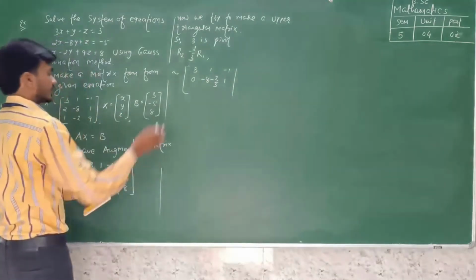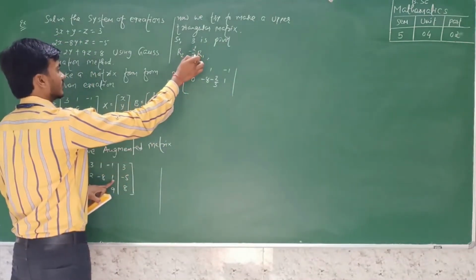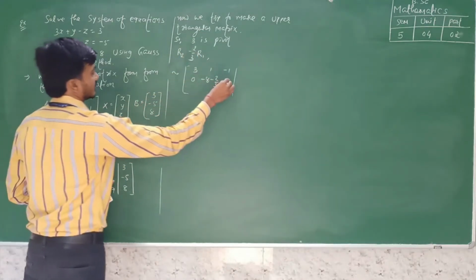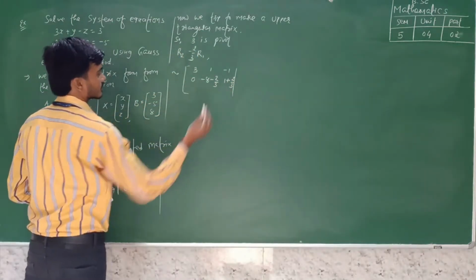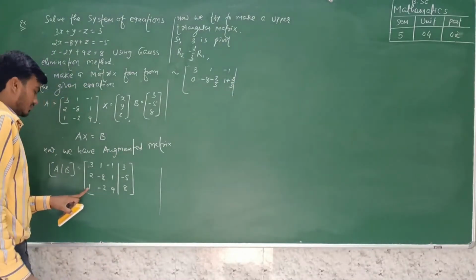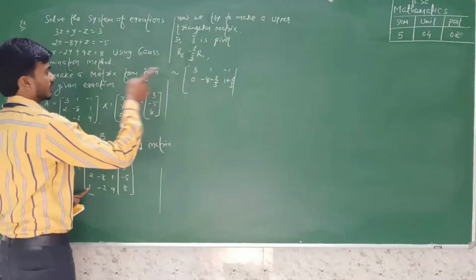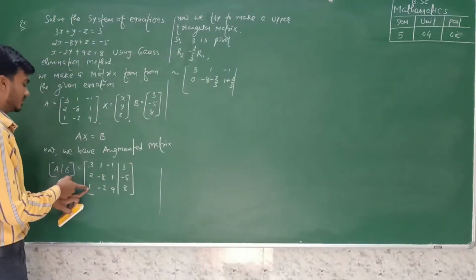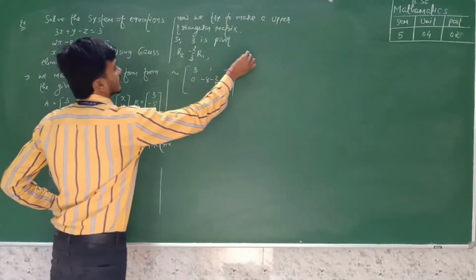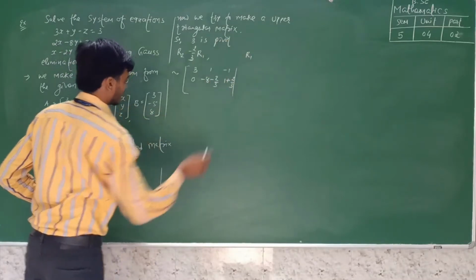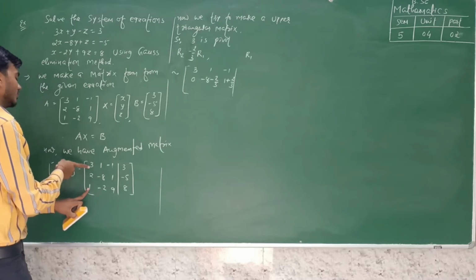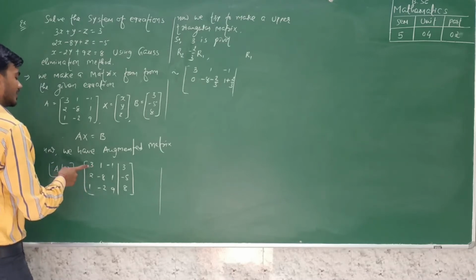Here 1 and adding the value of minus 2 by 3, minus 1 into minus 2 by 3, that means plus 2 by 3. Same as these elements also make a 0, because we are trying to make an upper triangular matrix, so these elements are also 0. So each and every element of the first row, these elements make a 0, so what is the value which is multiplied in the first row?